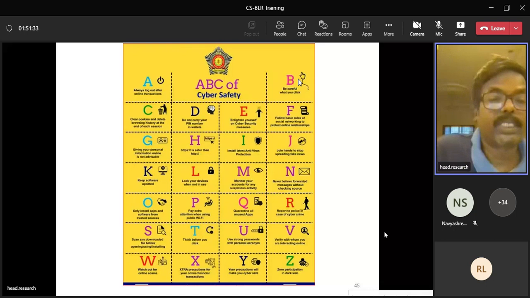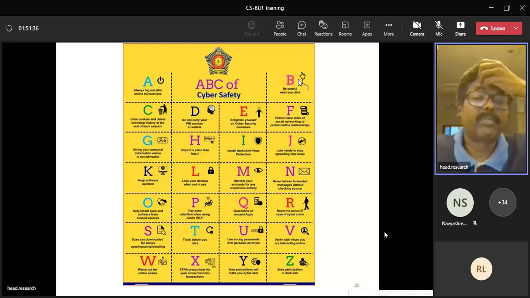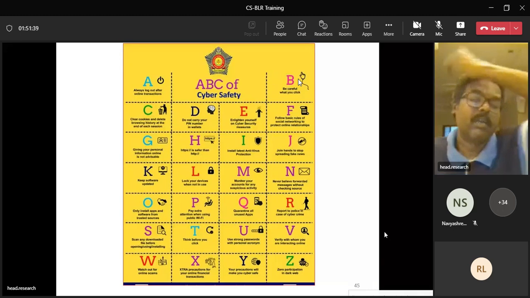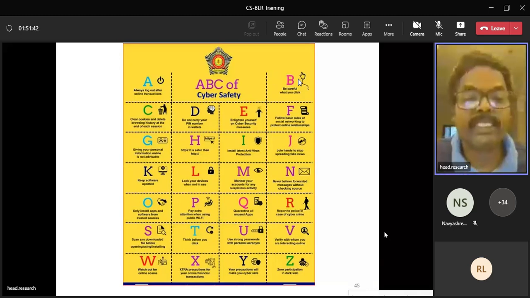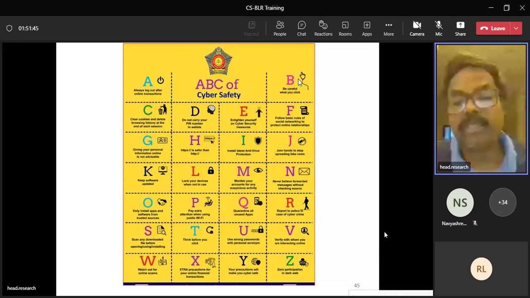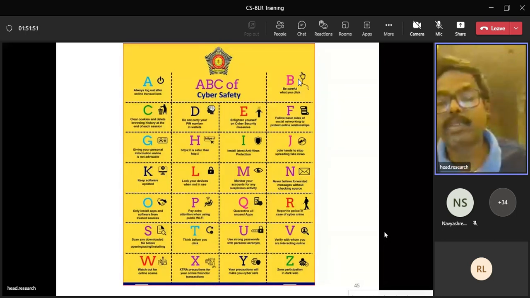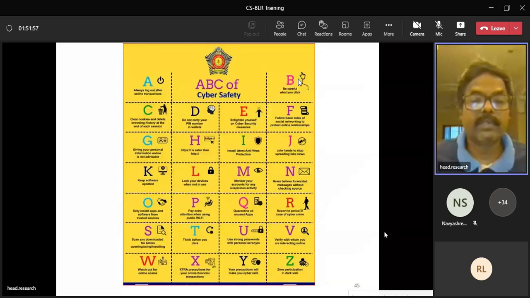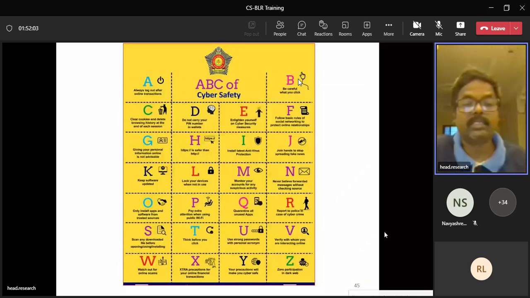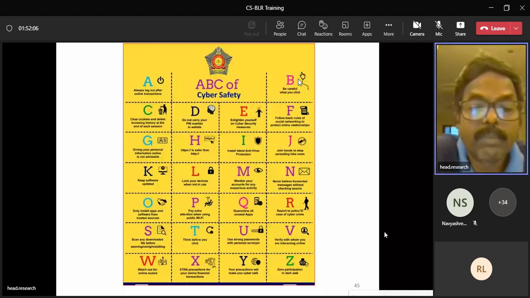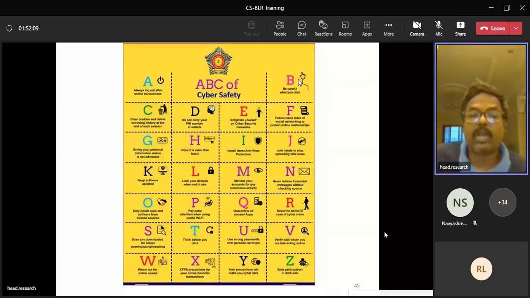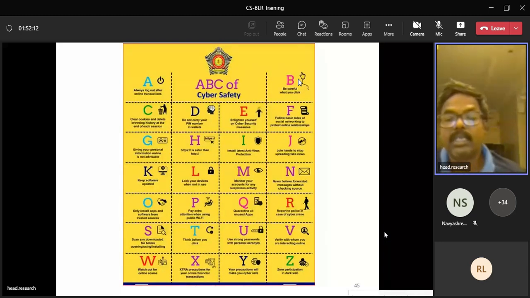O stands for only install apps and software from trusted sources. P stands for pay extra attention when using public Wi-Fi. Q stands for quarantine all unused apps. R stands for report to police in case of cybercrime. S stands for scan any downloadable file before opening or installing. T stands for think before you click. U stands for use strong passwords with the personal acronym. V stands for verify with whom you are interacting online.